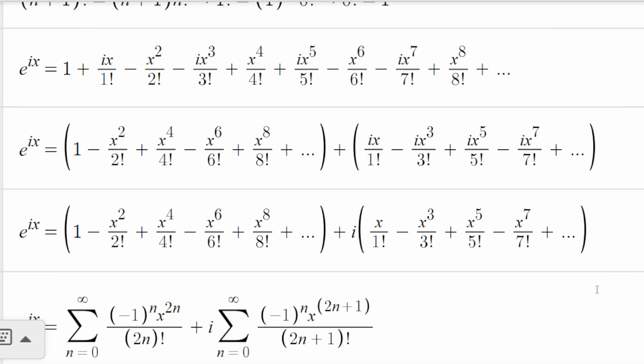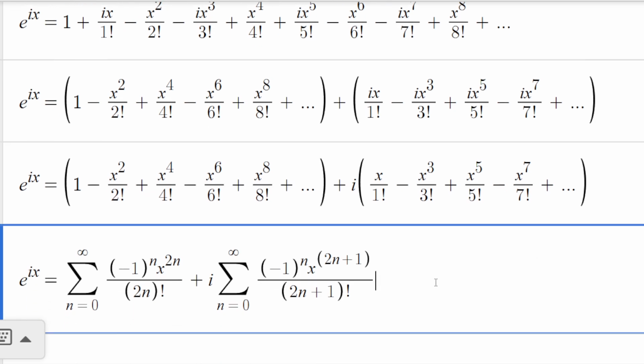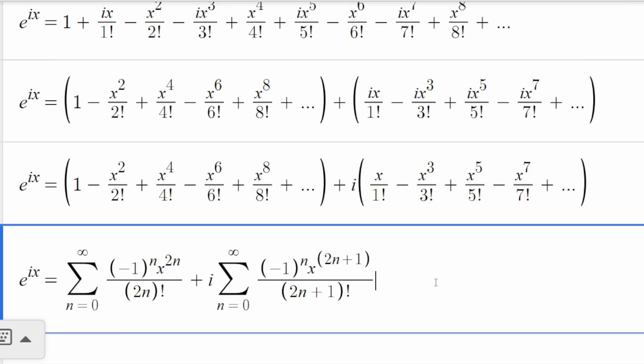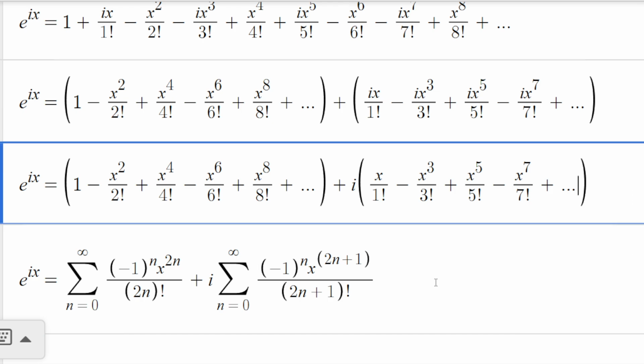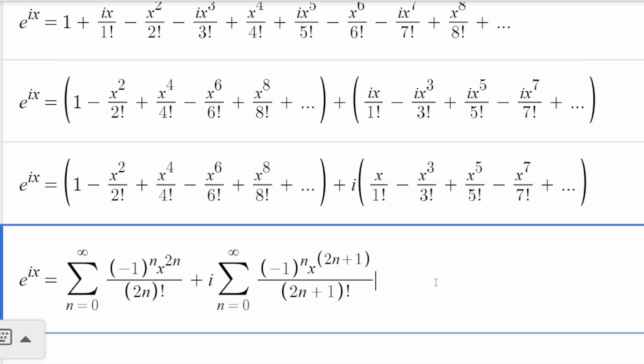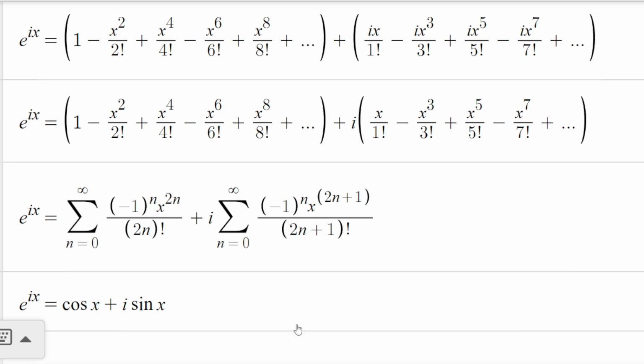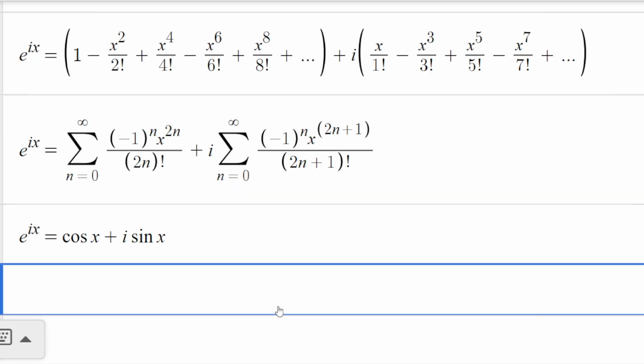So I'm going to put them back into their Maclaurin series representation. You can see if we continued this on and on forever, the pattern that emerges is this. This is what we have. And same for this. If we continued this pattern out, what we would end up with is this. Again, this right here is the Maclaurin series for cosine x, and this right here is the Maclaurin series for sine x. So finally, we can see that e to the ix is equal to cosine x plus i sine x.